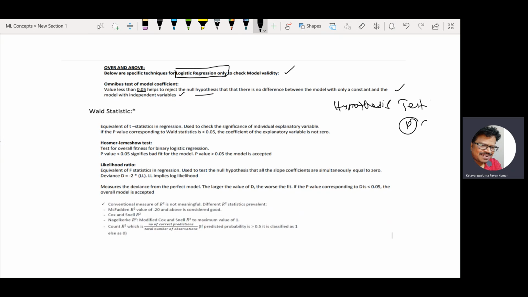So the omnibus test is used to test the model coefficients, like beta naught, beta 1, and so on. The computation of coefficients we already discussed in linear and multilinear regression, so go and have a look at the recording. Then the Wald statistic, which is equivalent to the t-test statistic in regression. T statistics are used to check the significance of an individual explanatory variable, rather than focusing on a combination.